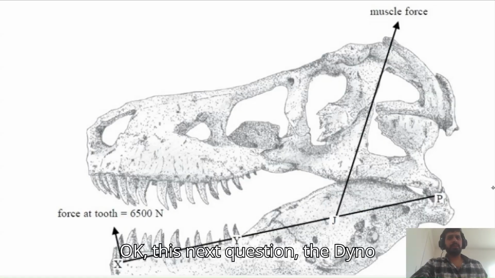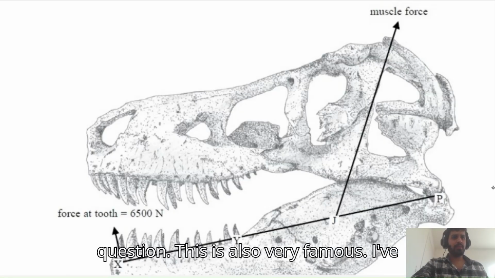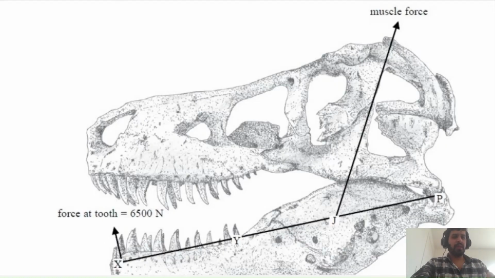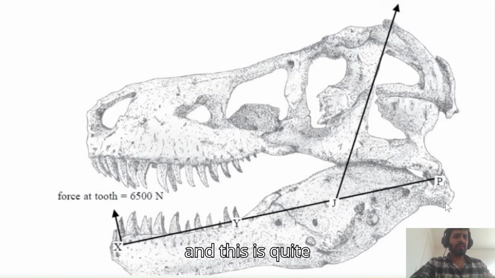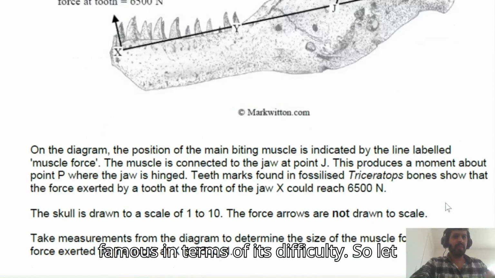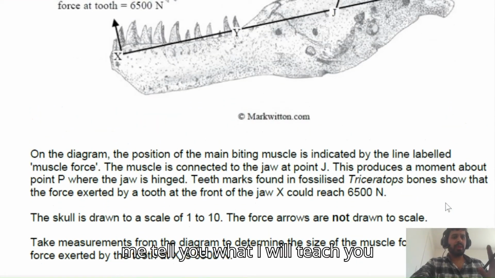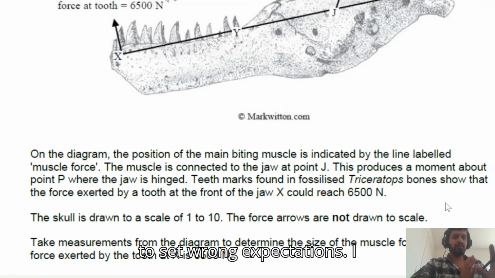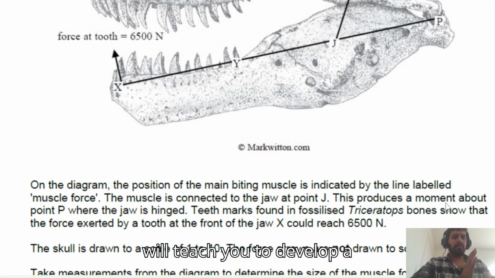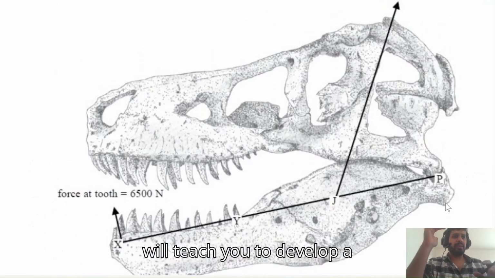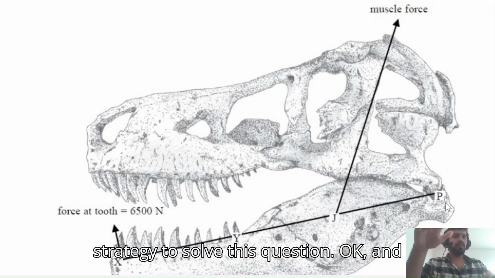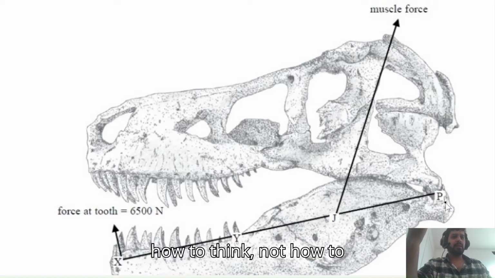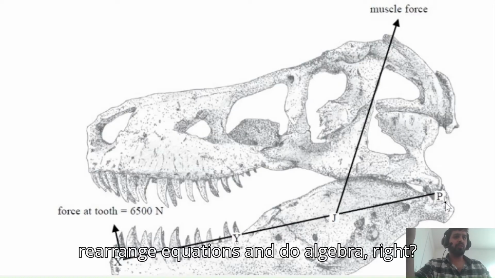Okay, don't forget this. The minimum force required to topple the whole system will be slightly greater than this force Fw. Okay, this next question, the dino question, this is also very famous. I've seen some students asking questions on different forums about the dino question, and it is quite famous in terms of its difficulty.